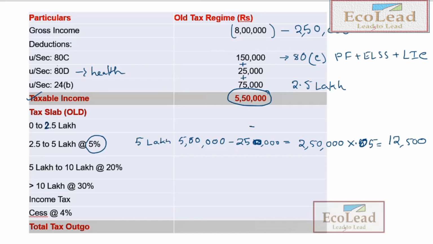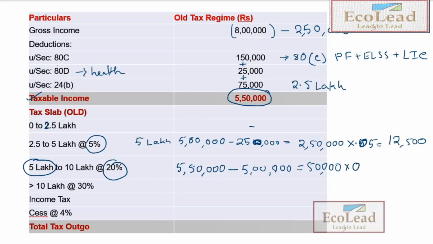Now on top of 5 lakh, how much will be the taxable income? Here 5,50,000 is the taxable income, and we will deduct from 5,50,000 the minimum value of the slab. Minimum value of the slab is what? 5 lakh rupees. So we will deduct the 5 lakh, and we will have 50,000 rupees. So 50,000 rupees will now be taxed at the rate of 20%. So we will multiply by 0.2 and the value will be 10,000 rupees.